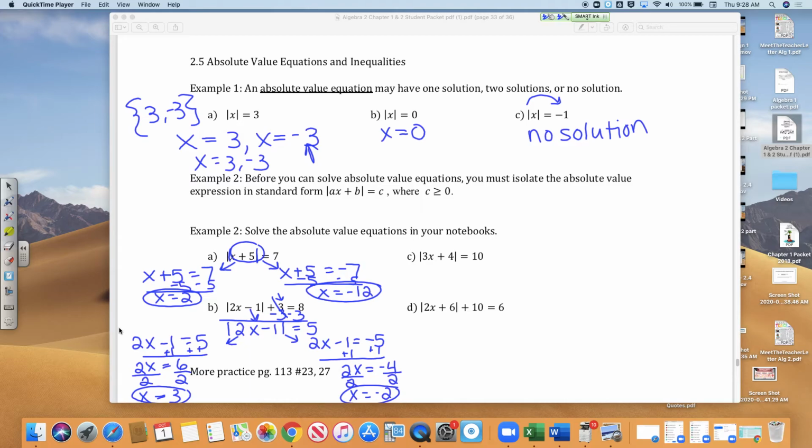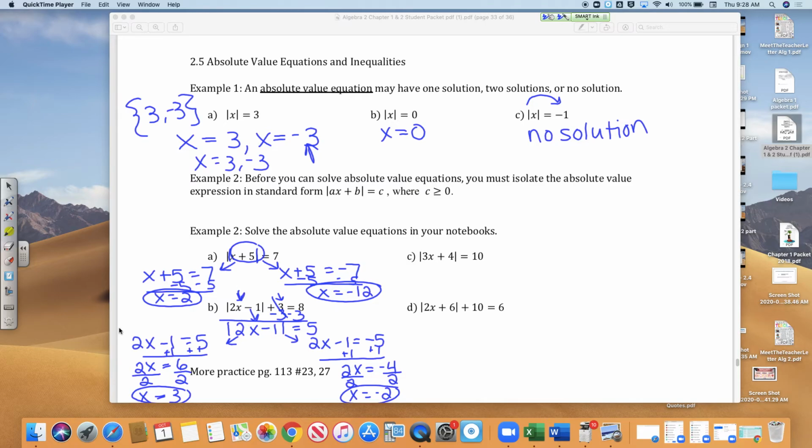It is nice to just be able to take your answers and replace them back in to make sure it works. And I will take the time to do that so you can see and believe that this is why we do this. So let me replace 3 in for x. 2 times 3 is 6. 6 minus 1 is 5. The absolute value of 5 is 5. 5 plus 3 is 8. That's how I would solve that using the order of operations. So I'm good.